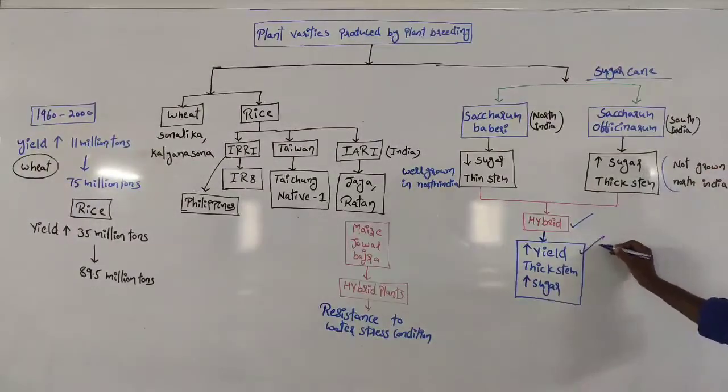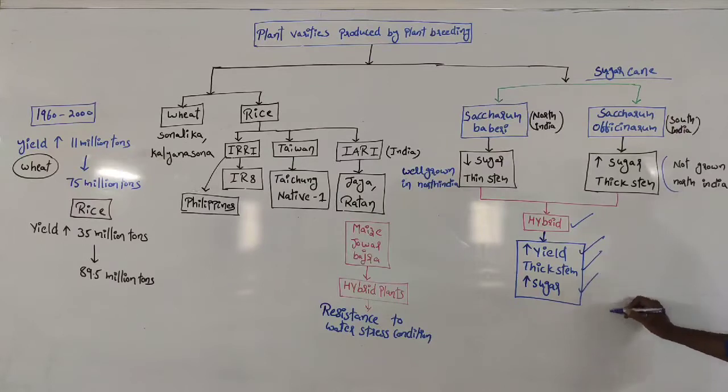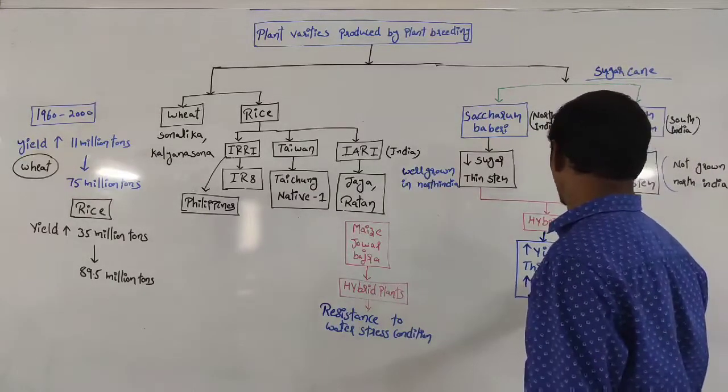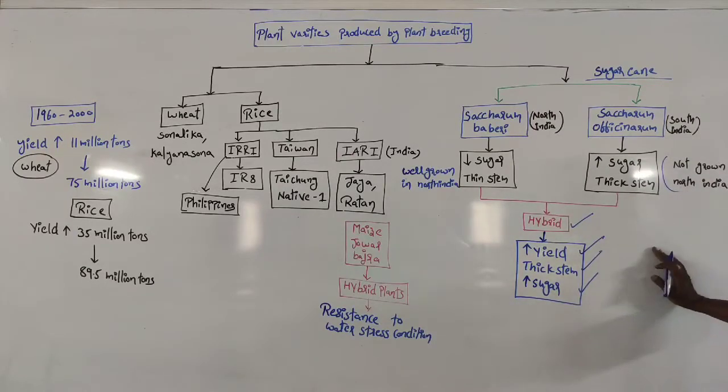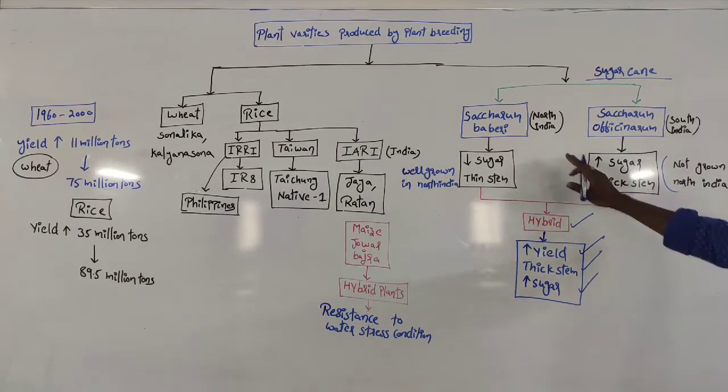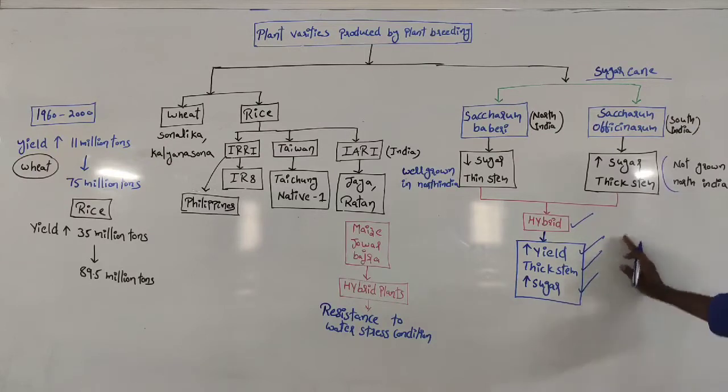There is high yield, thick stem, and high sugar content, and this one is well grown in North India. Initially, this variety was not grown in North India, but once the hybridization takes place, a hybrid variety is produced. This one is well grown, right?